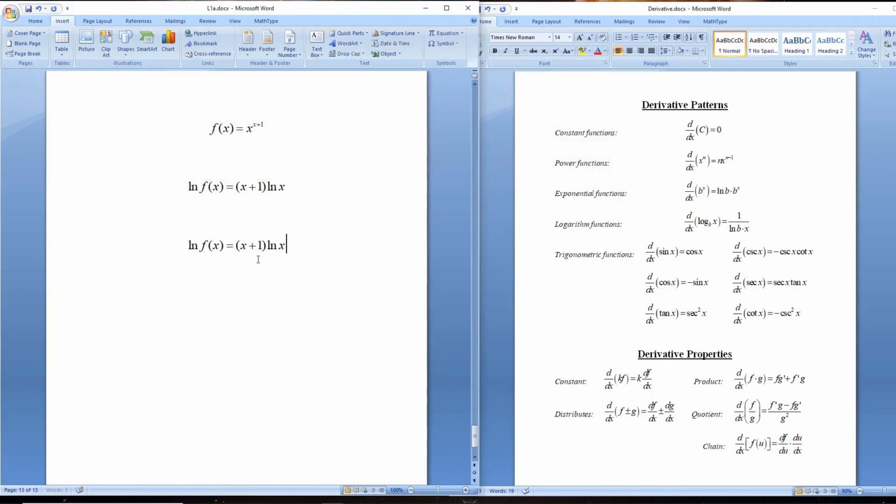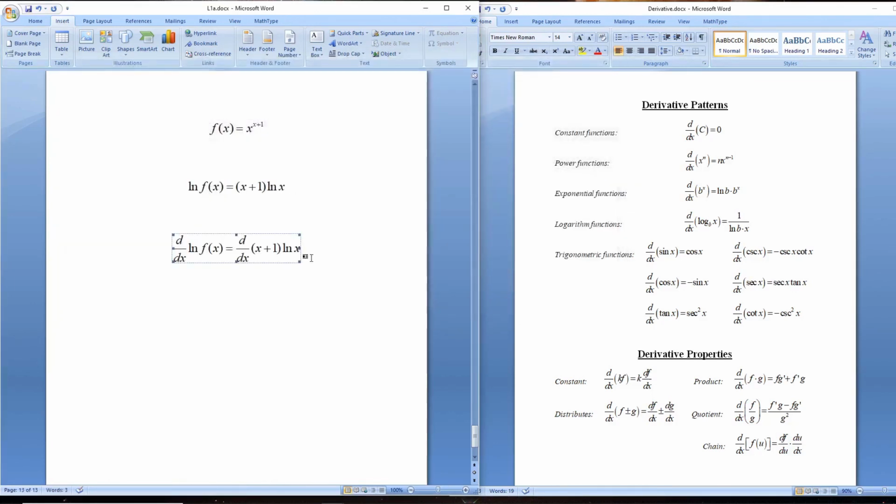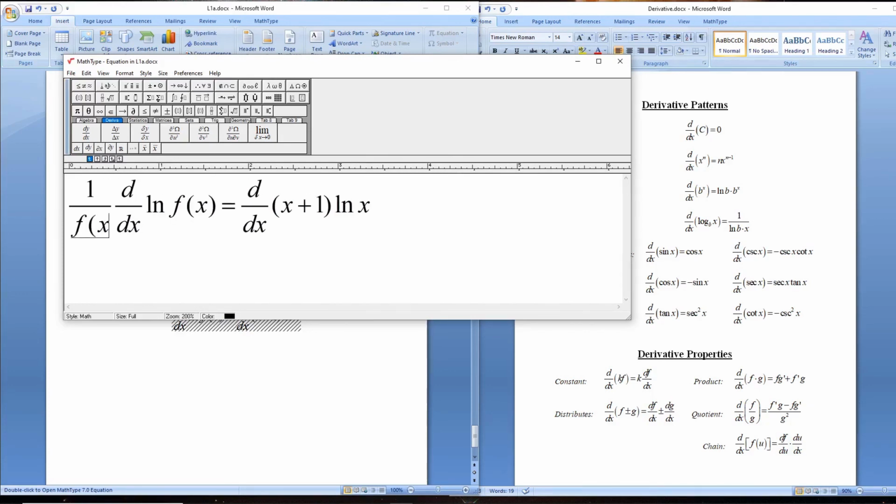And now that we've done that, we'll take the derivative of both sides. And here we go again with the derivative of log of the function. Again, the derivative of log is 1 over the function. And then times the derivative of the argument. And there's our left side.